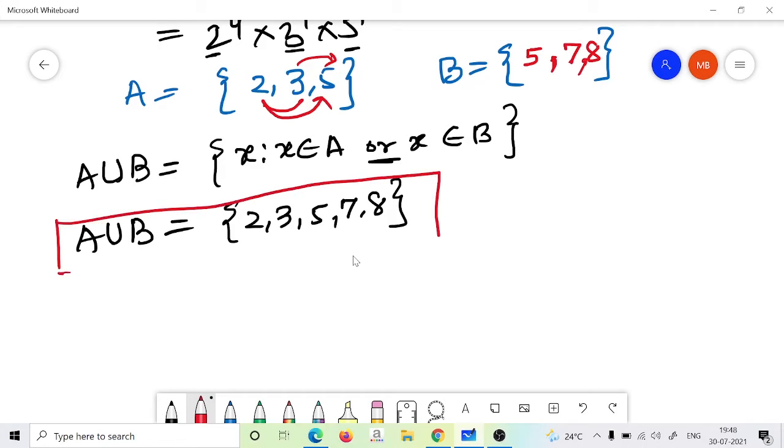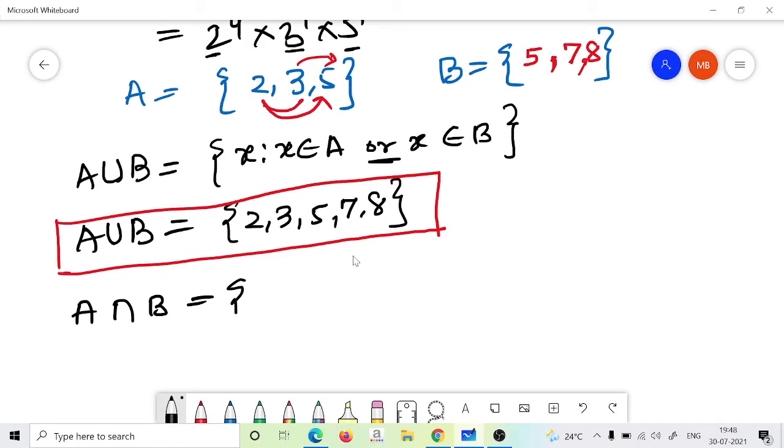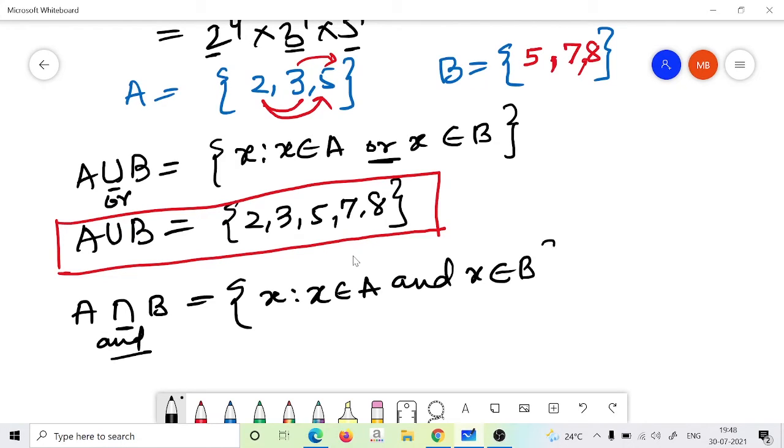Talking about A intersection B. By definition, A intersection B represents AND. Intersection represents AND. Union represents OR. So X is such that X belongs to A and X belongs to B. So belongs to both A and B, which means overlap or common. So what is common between A and B? 2, 3, 5 and 5, 7, 8.